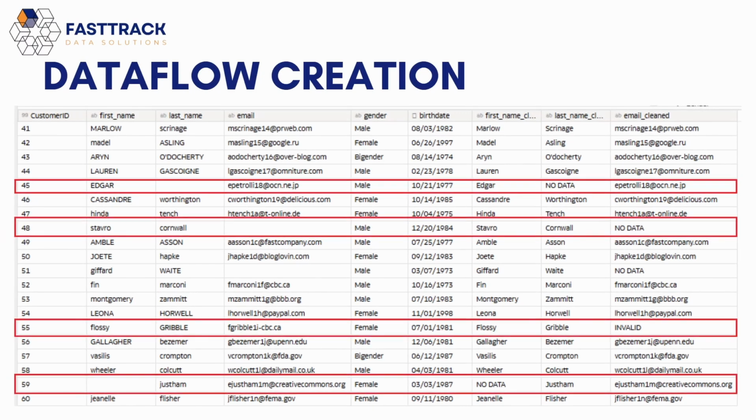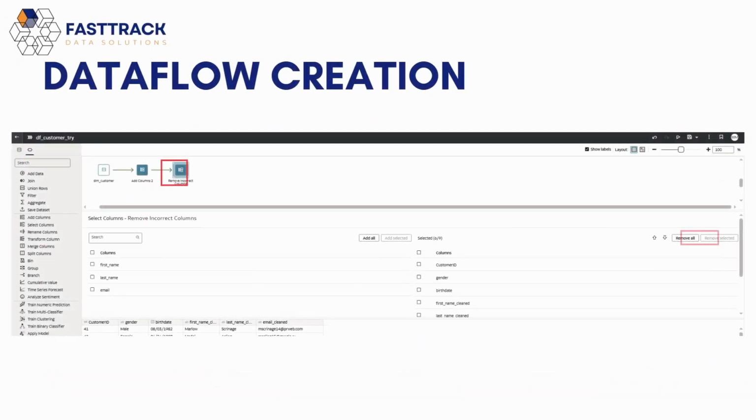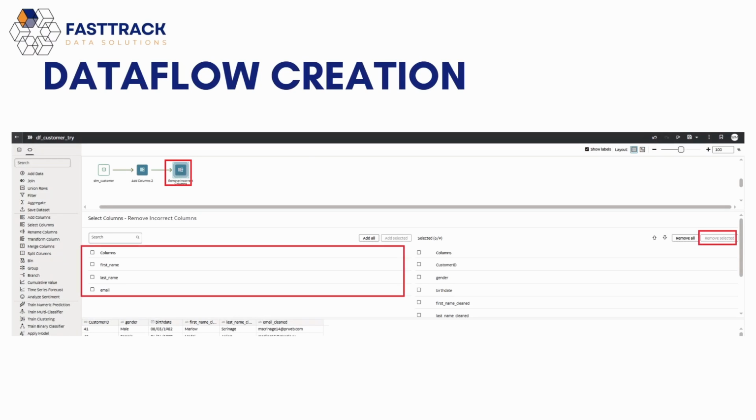As shown in the image, you can see all the transformations we applied to the data within the dataset. Starting from first name cleaning, then last name cleaning, and finally email cleaning, these steps ensure the data is standardized and ready for analysis. For the next step, add a Select Columns step and remove the raw columns for first name, last name, and email. Then, keep only the cleaned columns we created earlier.